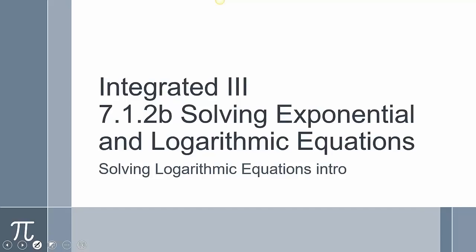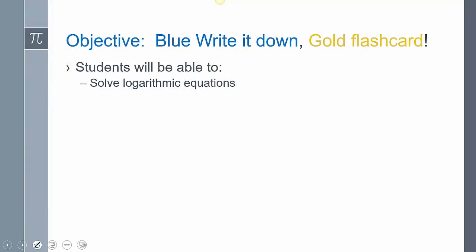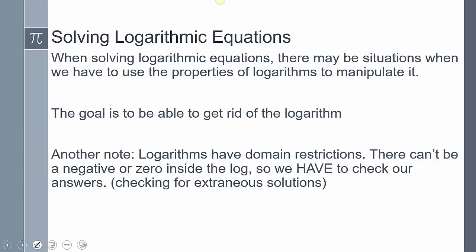All right, so this is the second part of 712. We're going to go into solving logarithmic equations, and we're going to look at some basic forms of solving logarithmic equations. When we solve logarithmic equations, there are going to be situations where we may have to use those properties that we learned. It is part of the reason why we learned those properties. It teaches us how to manipulate various logarithms.